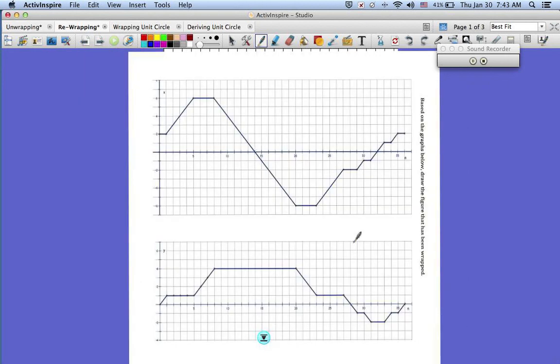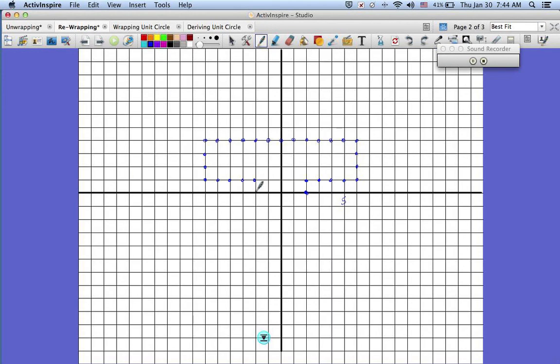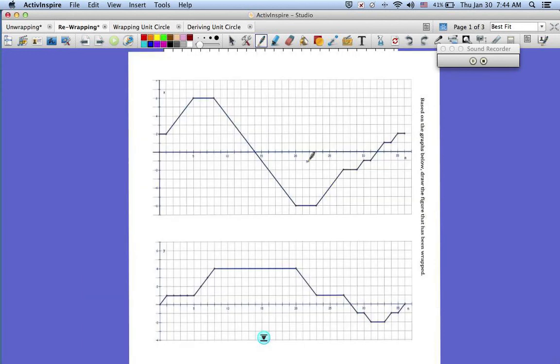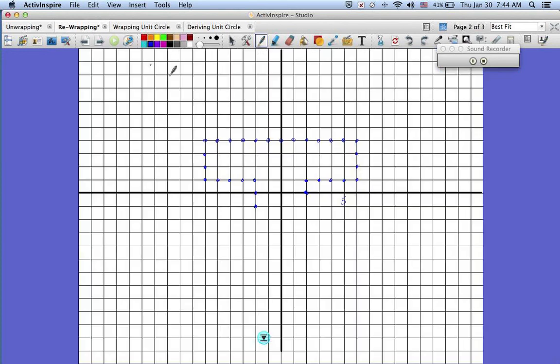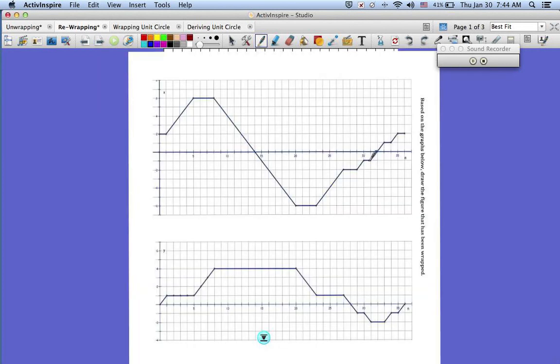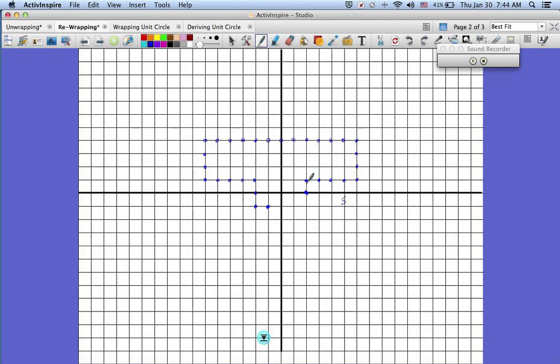X remains constant while y decreases by 1. X remains constant and y decreases by 1 for 2 wraps. And you know, we're almost done with this one. X goes up 1, y remains constant. X goes up 1, y remains constant. X remains constant and y drops 1. X remains constant and y drops 1.